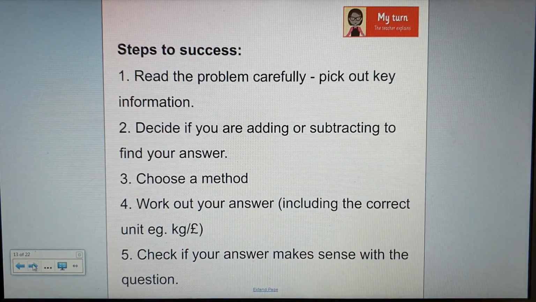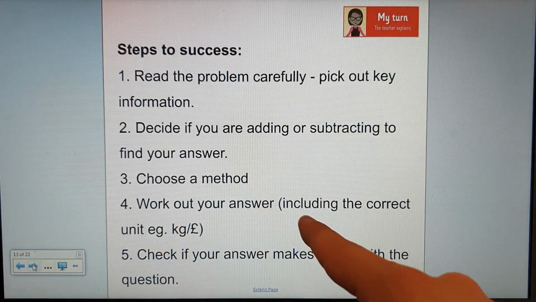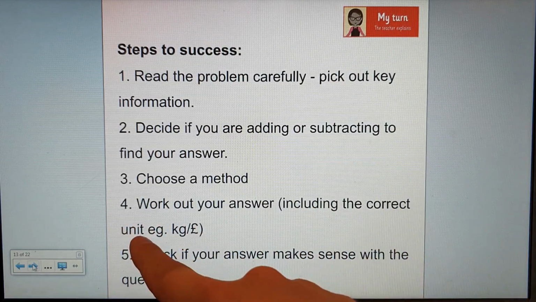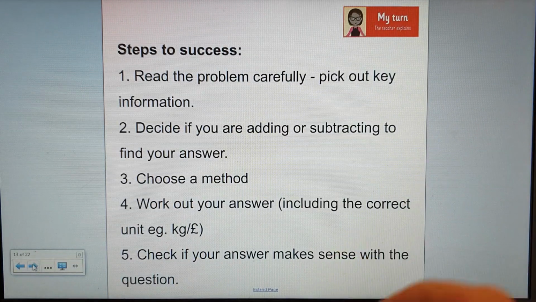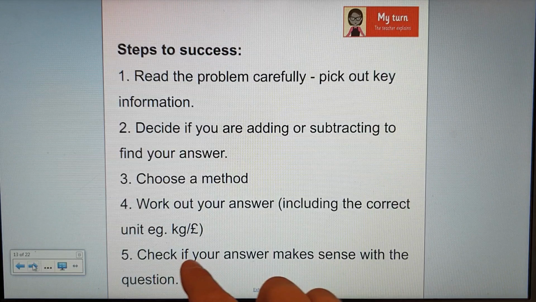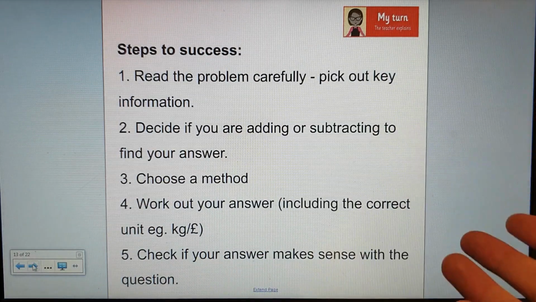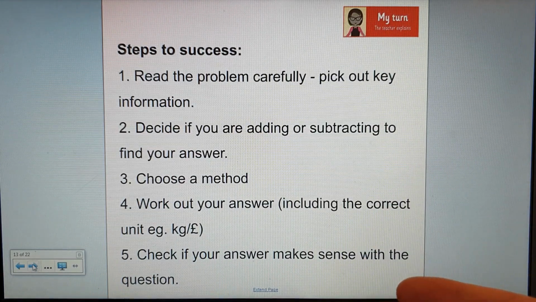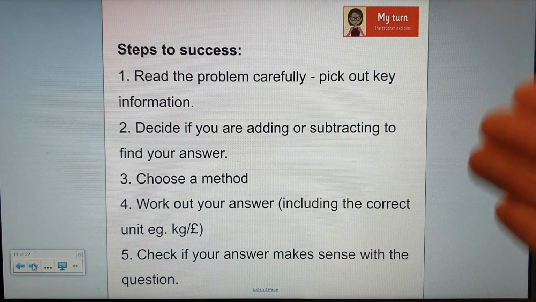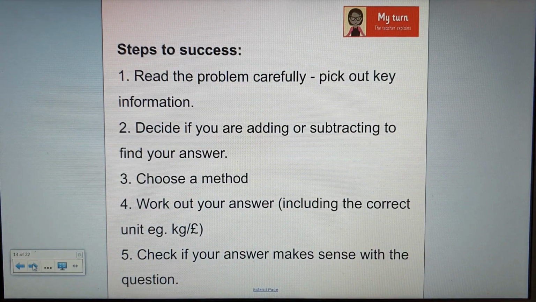Choose a method, how you're going to do it. Some things can be done mentally first, and then a formal column method. Number 4, work out your answer. And don't forget to include the correct unit of measure. So kilograms, pounds, we had fans earlier, because that's important for making sure your answer is in the right context. And number 5, check if your answer makes sense with the question. Read it back. Does that number make sense? You could also go back and check it like I just did by using the inverse or by doing a different way. So lots of different things to remember as you go through your problems.